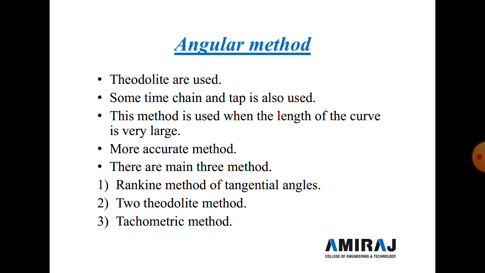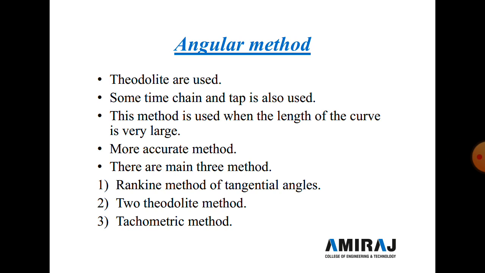The name indicates angular method, so here the angle is compulsorily measured in this method. We use the theodolite for measuring the angle, and sometimes we use the chain or tape for measuring purposes. This method is used when the length of the curve is very large. The linear method is generally used for short curves, and the angular method is used for large curves.